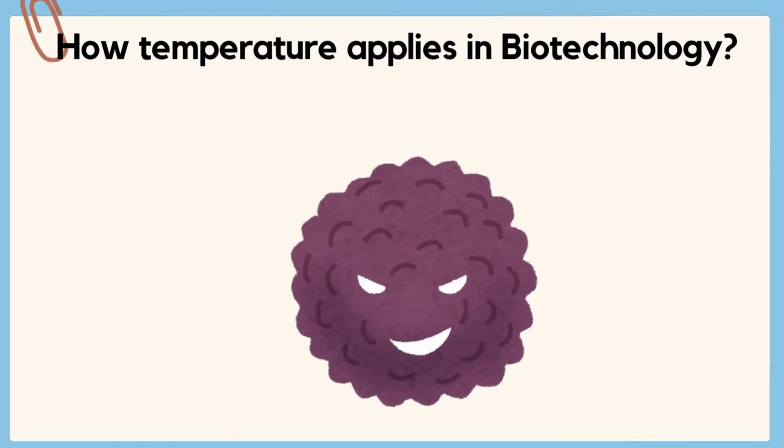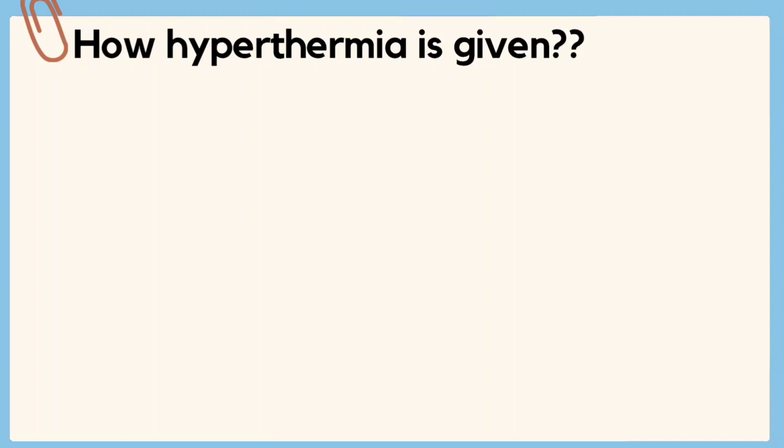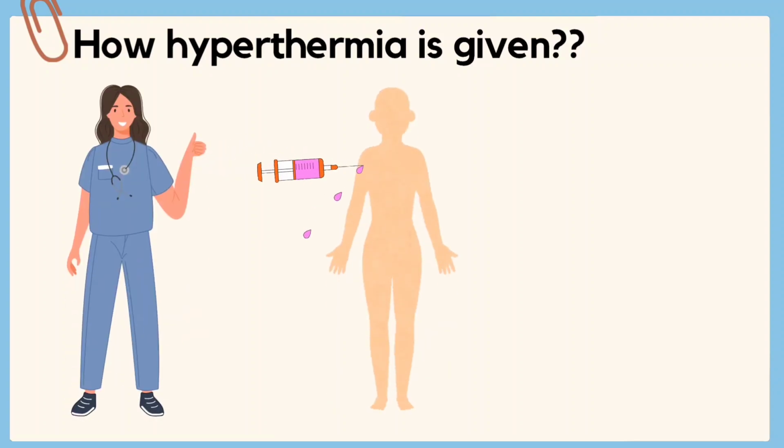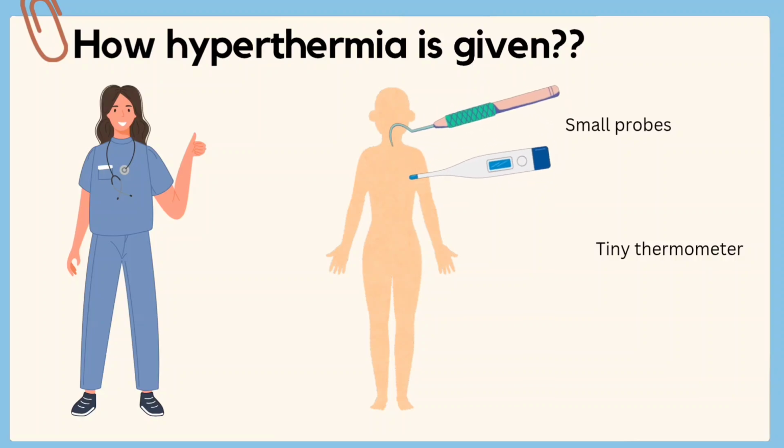What does this hyperthermia therapy do? It is the use of high temperature to kill cancer cells with little or no damage to other normal cells. So, how is hyperthermia therapy given? During treatment, the doctor numbs the treatment area and inserts small probes with tiny thermometers into the tumor. Thermometers help the doctor closely watch the temperature of the tumor and nearby tissue during treatment.